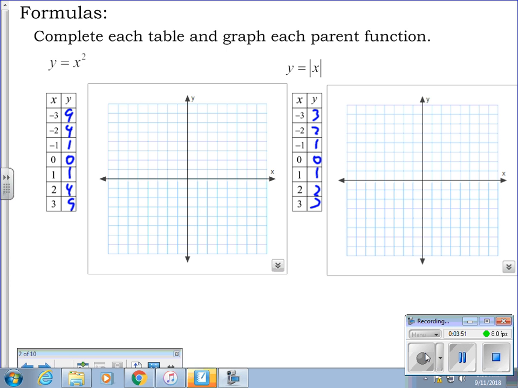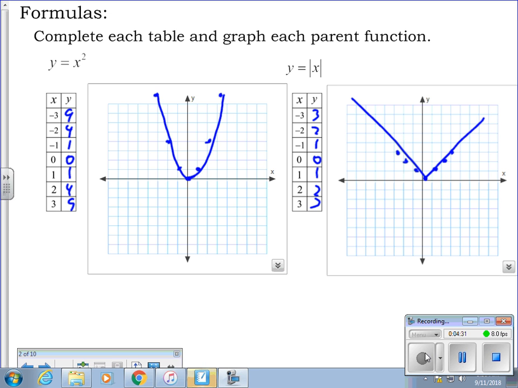I've already filled in the tables. Plotting the points: 0, 0, 1, 1, negative 1, 1, 2, 4, negative 2, 4, and then 3, 9, negative 3, 9. And a parabola's got a curve to it. Absolute value looks like that. I know it's a little off, but the marker isn't lining up exactly where I want it on this one, but that's what that looks like.